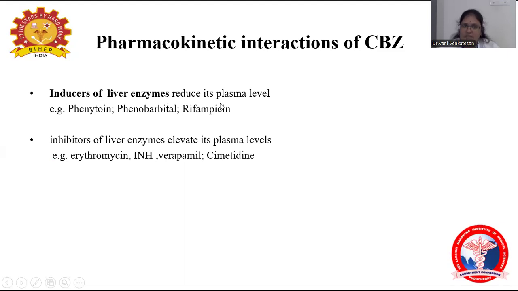Coming to the other pharmacology, it elevates the plasma levels of phenytoin, phenobarbital, and rifampicin, which can end up in drug failure. It inhibits the liver enzymes and elevates the plasma levels of other drugs. This can cause toxic effects of the drug.